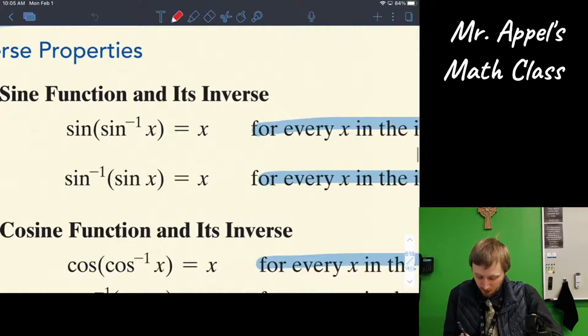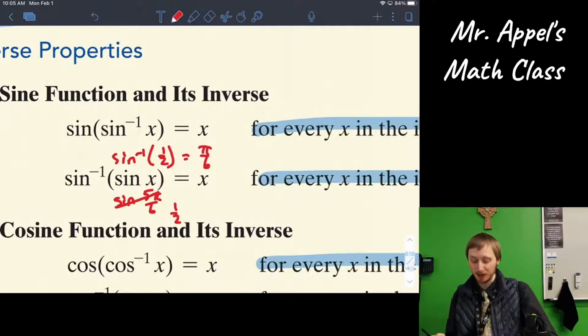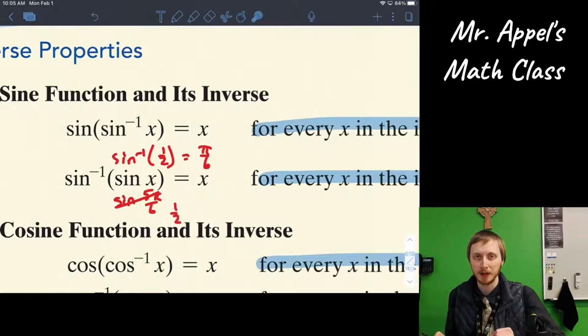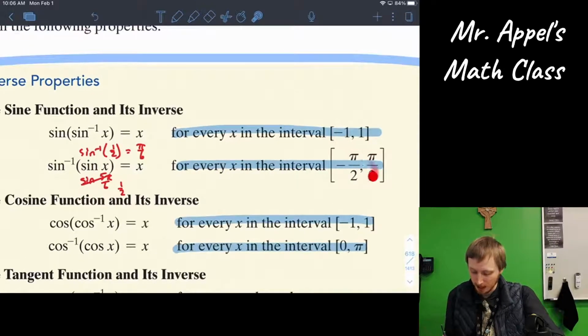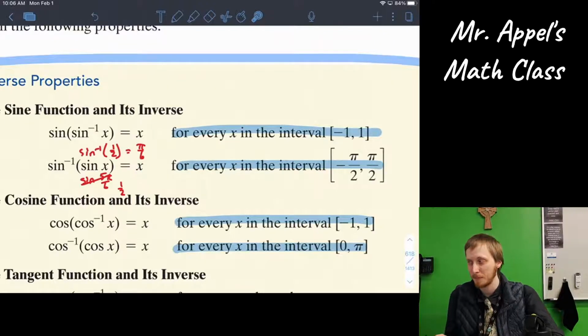Okay, let's try that. Sine of 5 pi over 6 is 1/2. But sine inverse of 1/2 is not 5 pi over 6. It's going to give me pi over 6, because this will always return the answer within its range. Okay? It will give me the closest to 0 possible answer. Has to be within this interval in order for you to get the exact same thing back out. See the difference there?